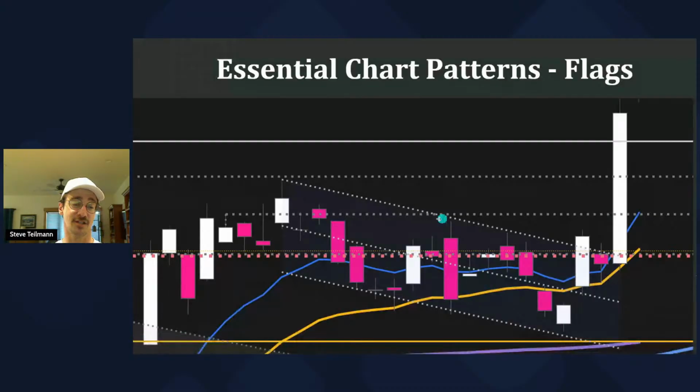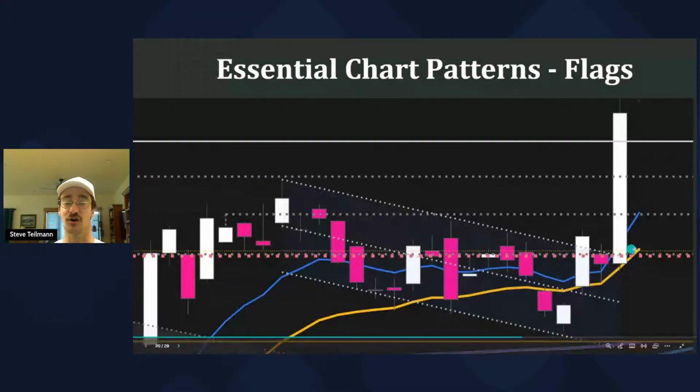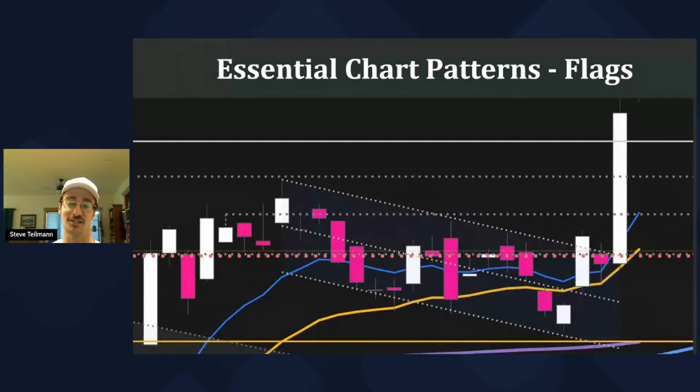So let's talk about the why of a flag. Why does a flag form? You get the big move up and then it needs to consolidate. Price always needs to consolidate and digest after a big move, and it can do that in two ways. It can do that via price, by surging up and then surging back down.